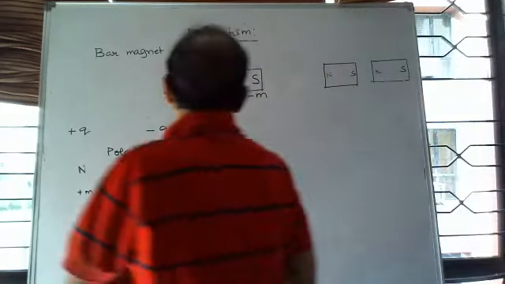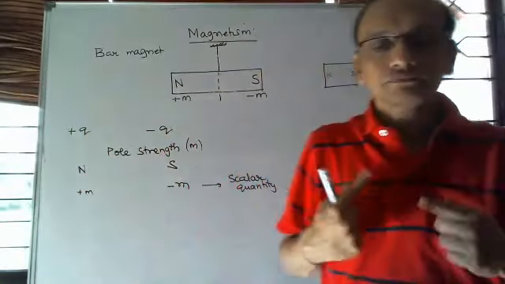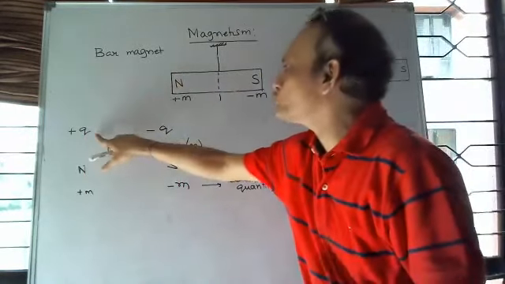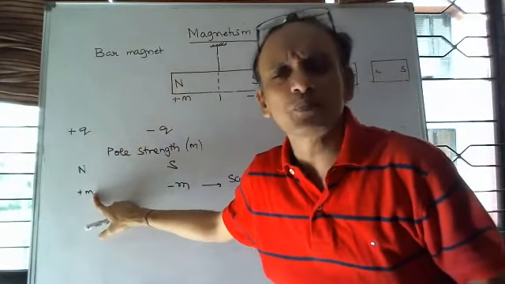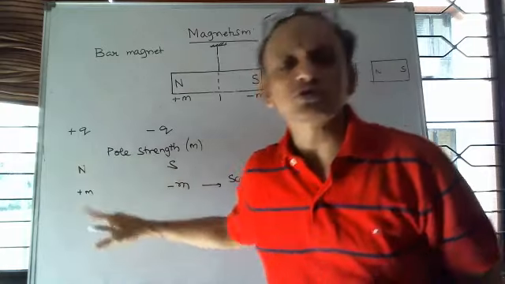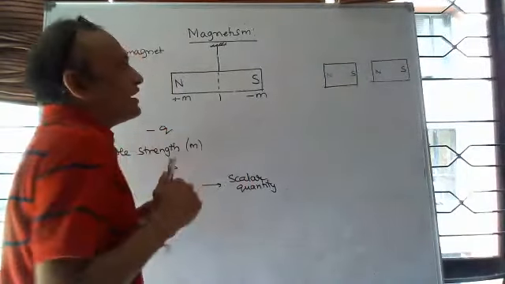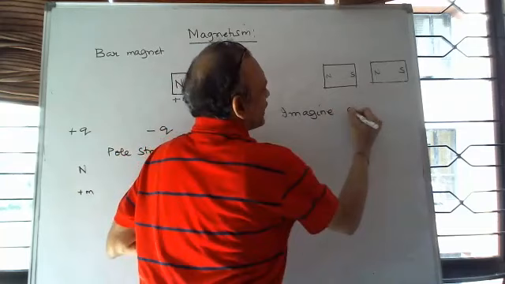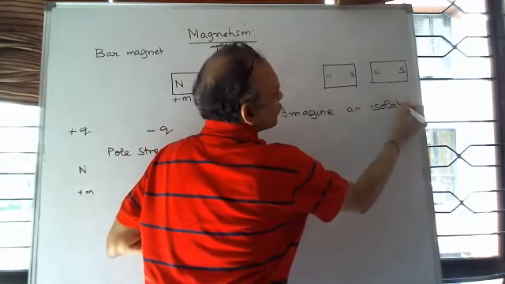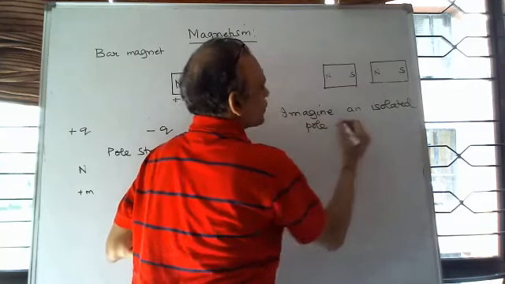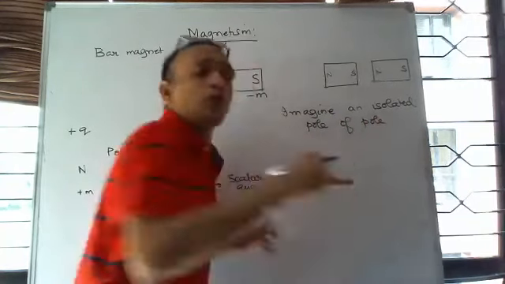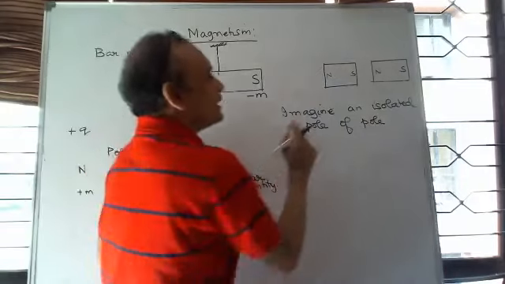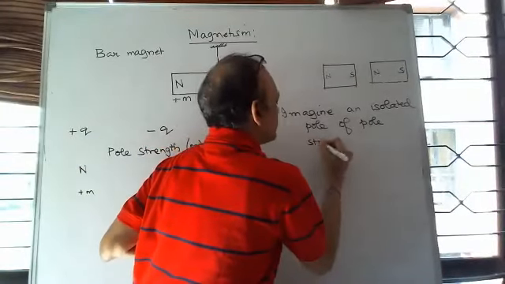But again, magnetic fields are produced just like electric fields are produced by charges. Magnetic fields are produced by poles. So what I do is, I imagine an isolated pole, since we can't actually have one, of pole strength M. M positive, so it will be a north pole. M negative, so it will be a south pole.